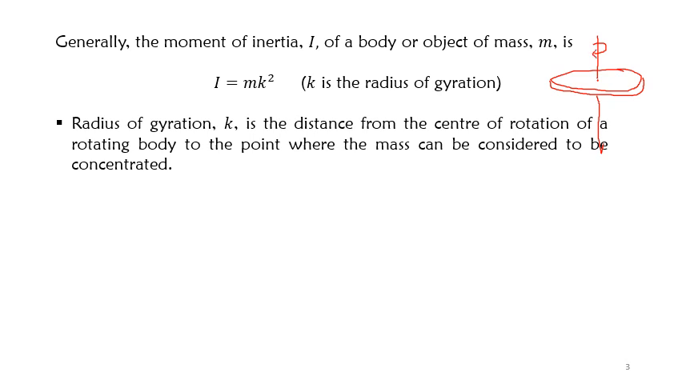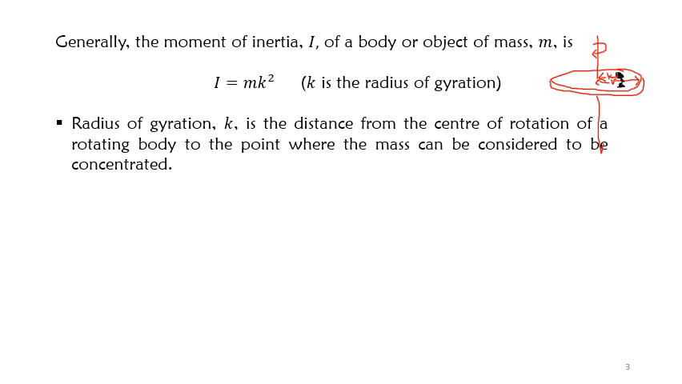Rotating. This is R, the radius of the disk. But let's assume that the disk, the more of the mass is concentrated more around here, across the something here. Then what happens is that K will be a function of that distance.